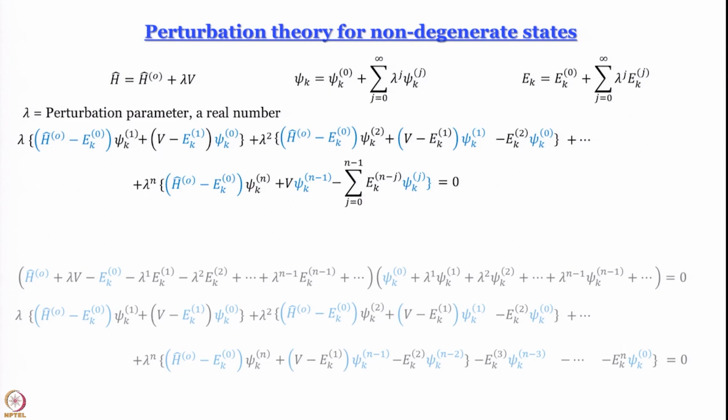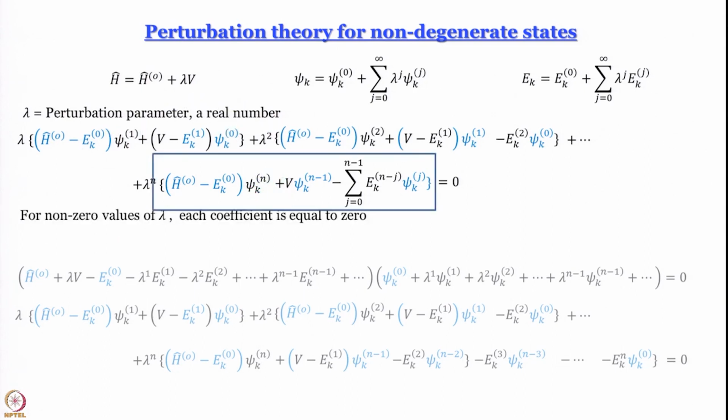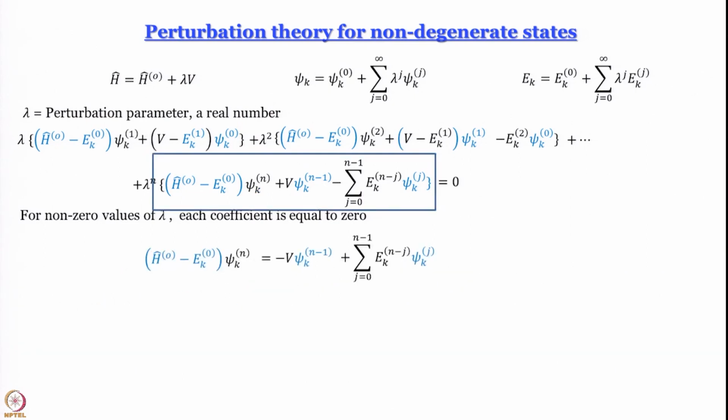So now if this is the case, then the condition for this to be non-zero for lambda is that the coefficient of each power of lambda must individually be equal to 0. So if I take the general coefficient, then this whole thing has to be equal to 0. Let's equate that to 0 and this is what we get. This is a very important equation and we will have to refer to it time and again in the subsequent discussion. So what have I done? I have taken the coefficient of lambda to the power n and we have equated it to 0 because lambda is non-zero.